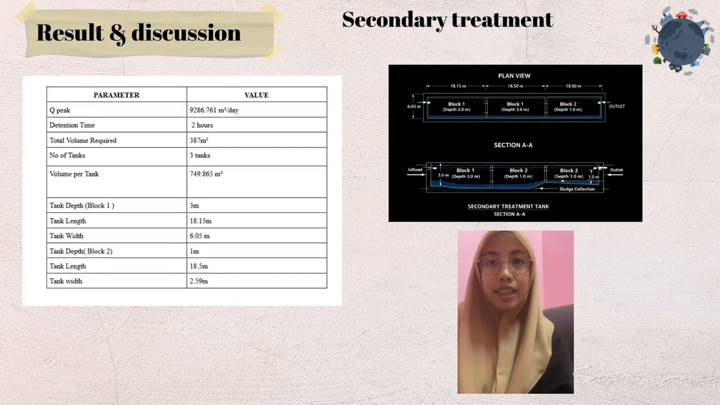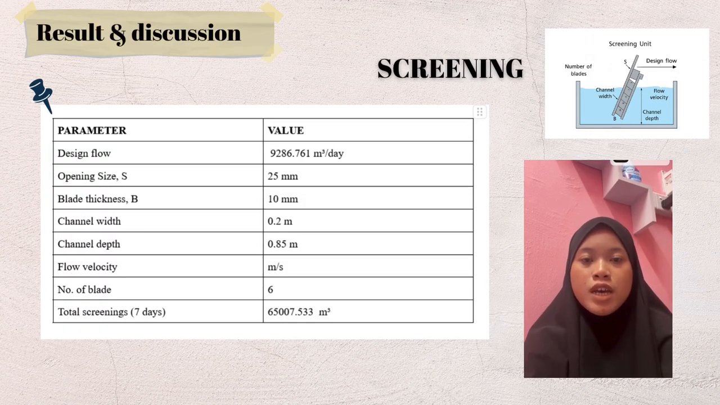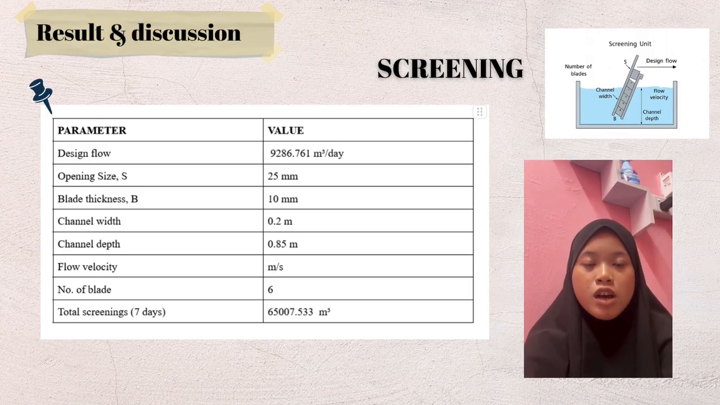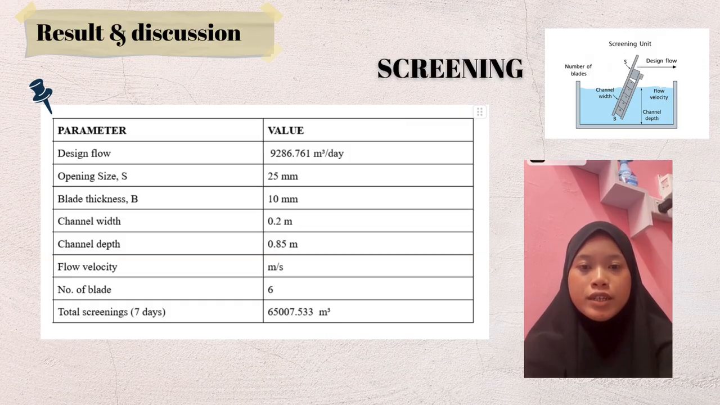The screening unit is designed to handle a daily flow of 9,286.761 meter cubic per day. The screen opening size is 25 mm with a blade thickness of 10 mm and a total of 6 blades installed. The channel dimensions are 0.2 meter width and 0.85 meter depth. Over a 7 day period, the estimated volume of screenings is 65,007.533 meter cubic. Flow velocity will be determined based on channel design and operational requirement.